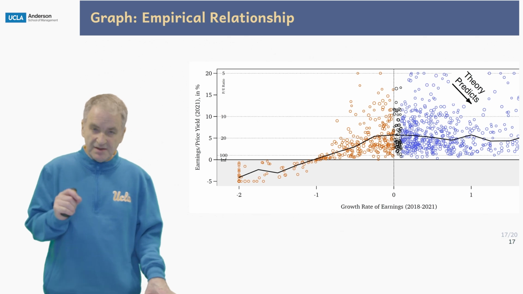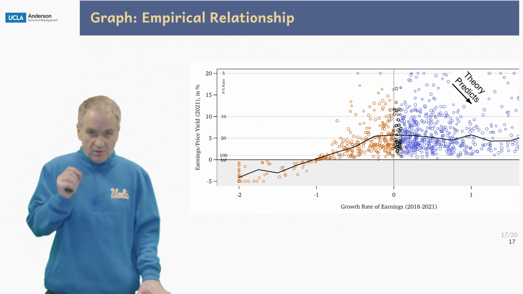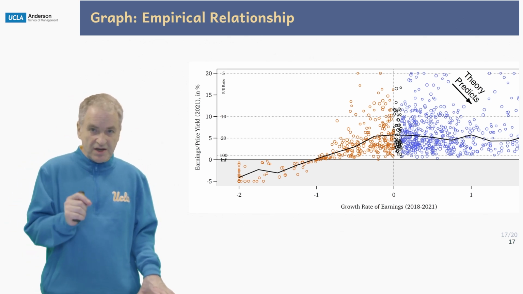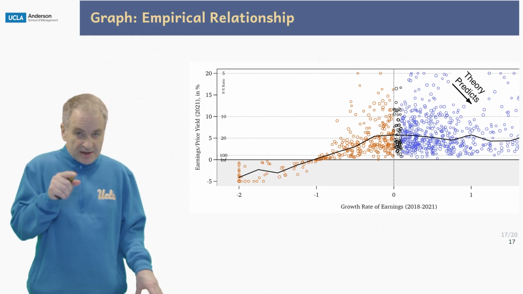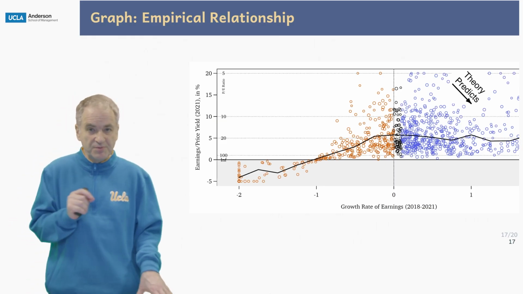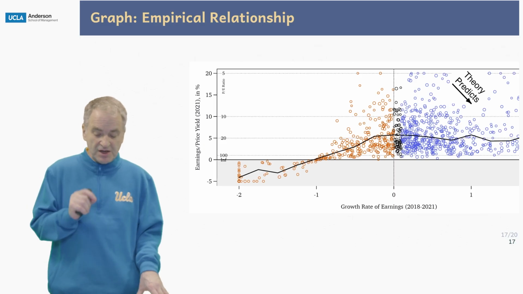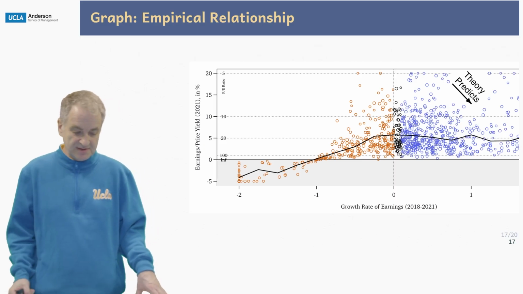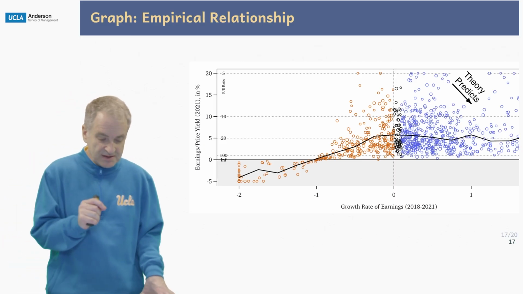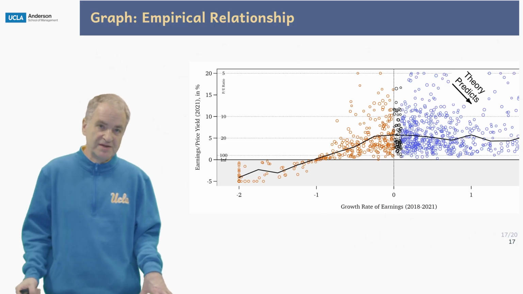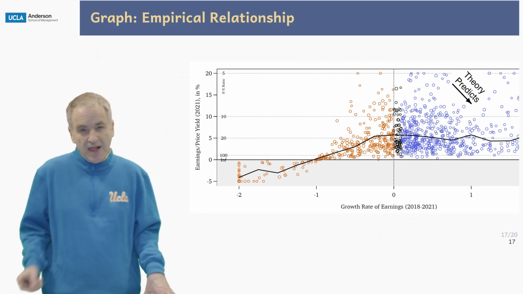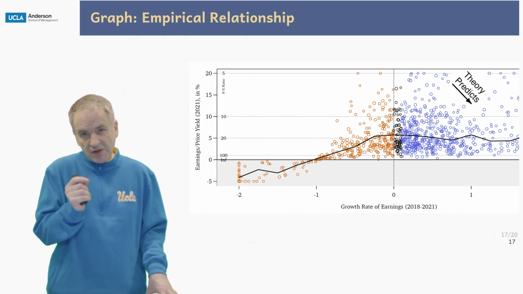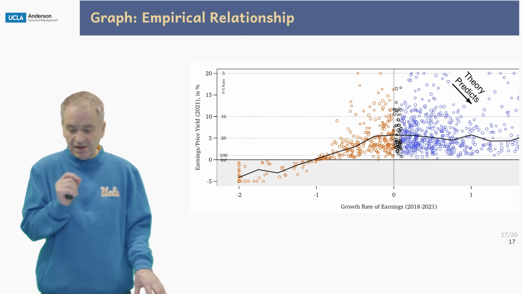Now, here is a more interesting graph. We're going to graph the growth rate of earnings, the things that we talked about before, the G that helps us with the present value of growth opportunities and the PE formula, and we're going to put that on the x-axis. And on the y-axis, we're going to have the earnings price yield, which is the inverse of the price earnings yield. And when you think about this, it may take you a moment to get the intuition.